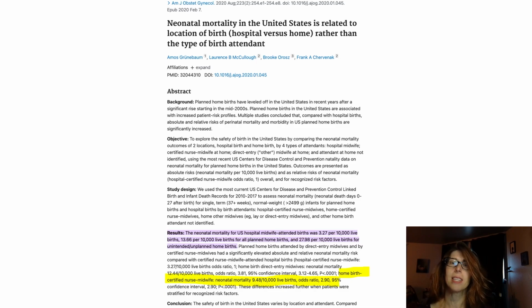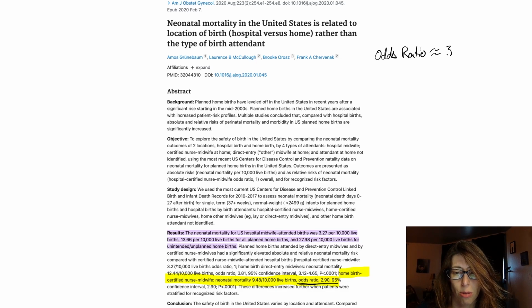Neonate mortality is 3 times higher at home than in a hospital. And you can tell that from the yellow highlight, where it says the odds ratio equals 2.9 right here, which means the risk is 2.9 times higher at home. And I'm just rounding to 3 times. 3 times higher risk at home.